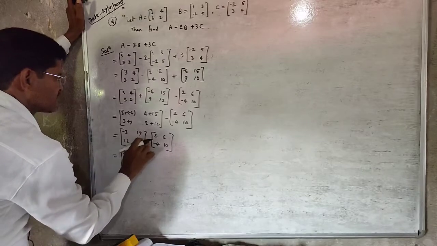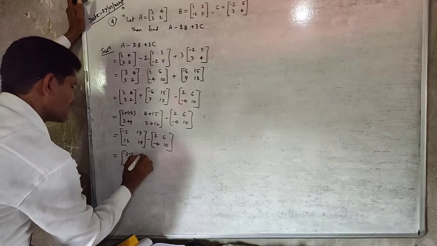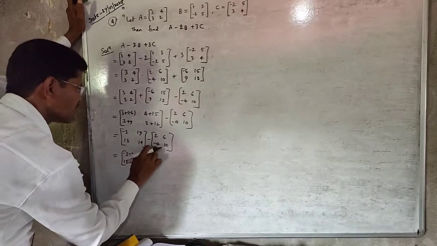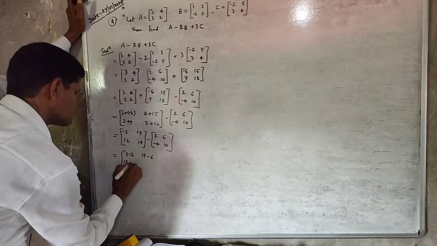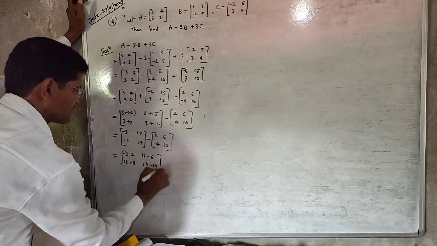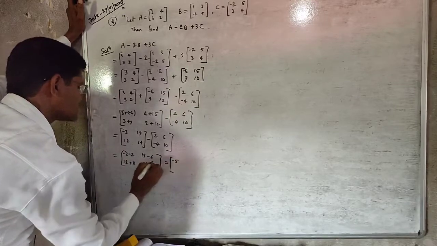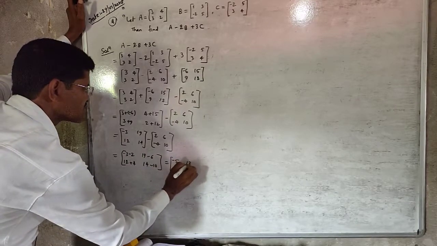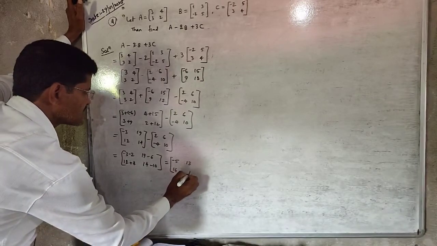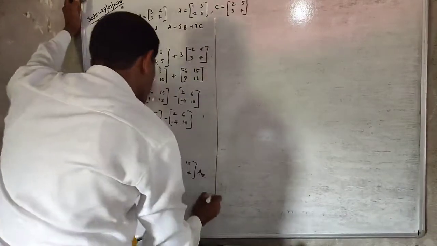Minus 3 minus 2 means subtraction of two matrices. 19 minus 6, 12 minus minus 4, where minus and minus gets plus, and 14 minus 10. Minus 3 minus 2 means minus 5, 19 minus 6 is 13, 12 plus 4 is 16, and 14 minus 10 is 4. It is the required sum of these matrices.